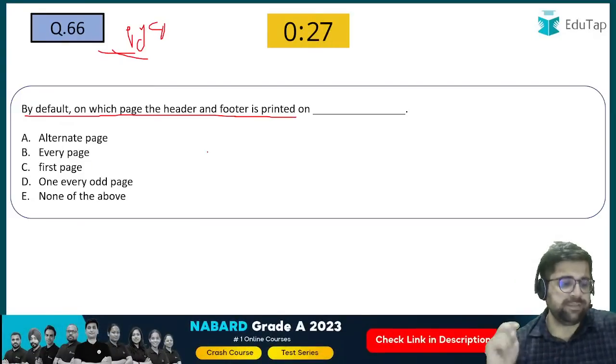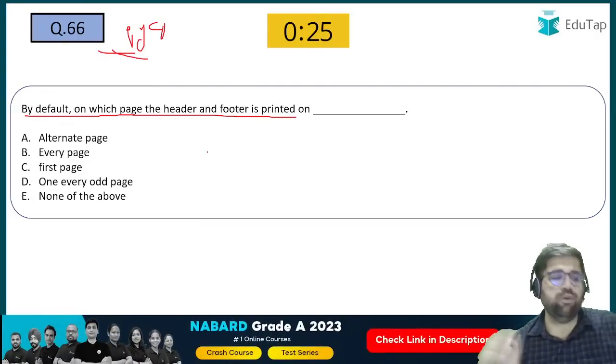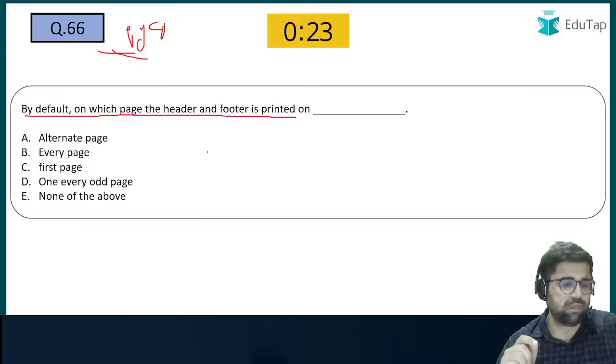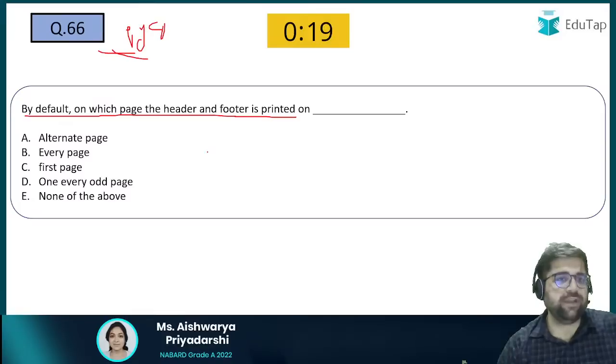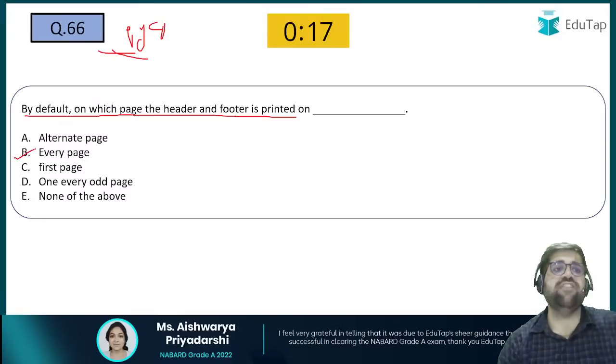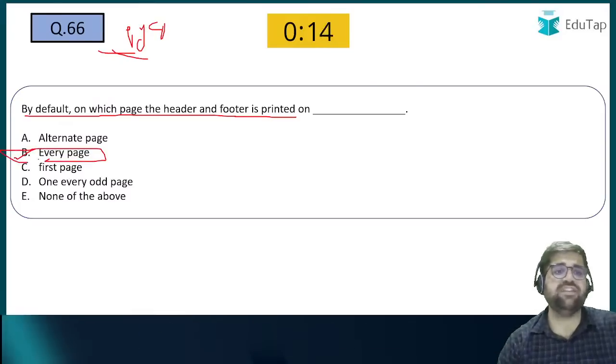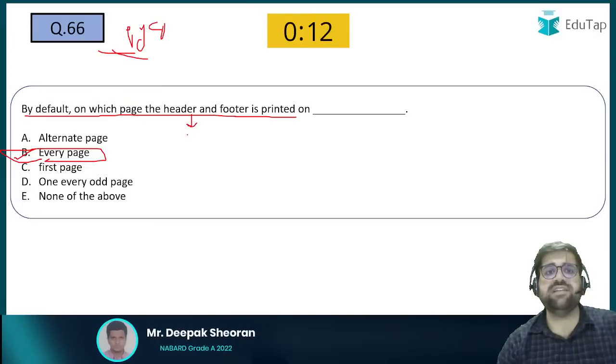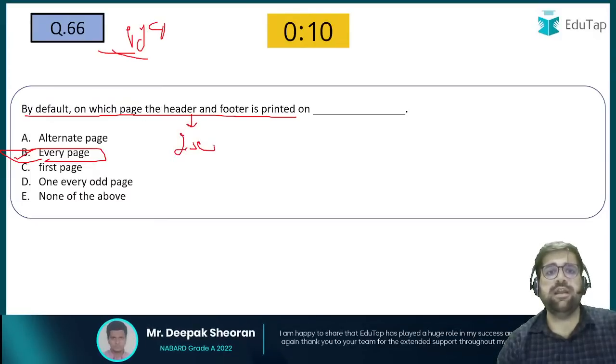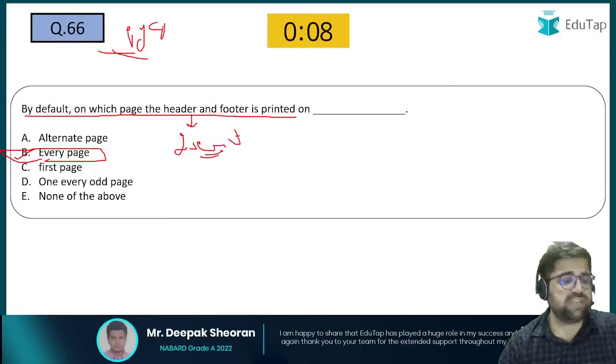Okay. After this, we have 45 more questions to go. Okay, I will complete the session by 5:30, sorry. Yes, it is printed on each and every page. That's why the answer will be every page. Remember, header and footers are present in your insert tab. They come inside the Insert tab of MS Word. Okay?